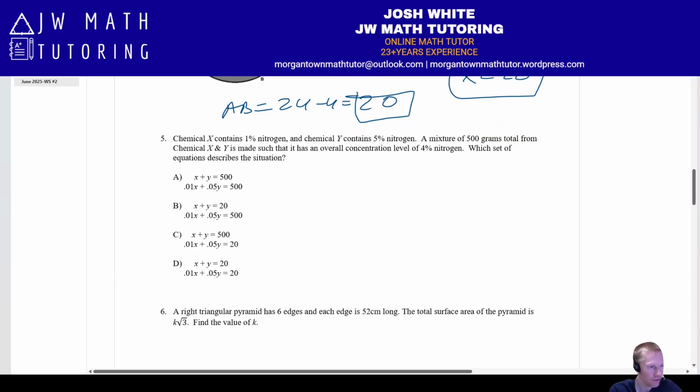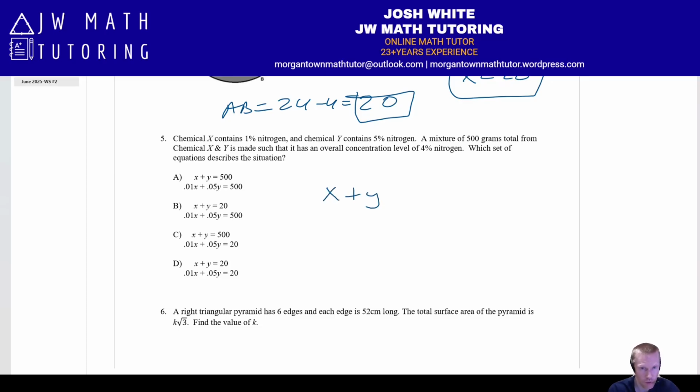All right, next up we have a system of linear equations that deals with percentages. Based on what they give you, you're trying to figure out which equation is correct for this situation. So you have one chemical, it's 1% nitrogen, another one's 5% nitrogen. The total mixture is 500 grams with both chemicals mixed together, and we want the overall concentration level to be 4%.